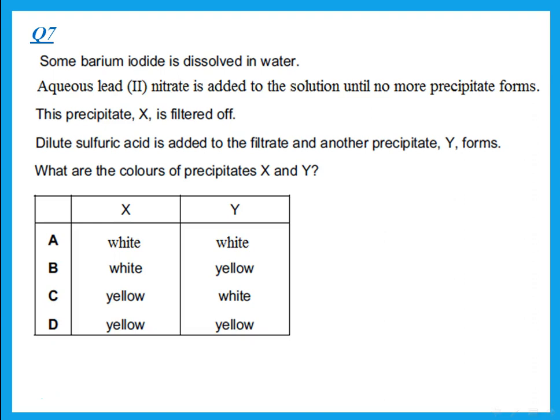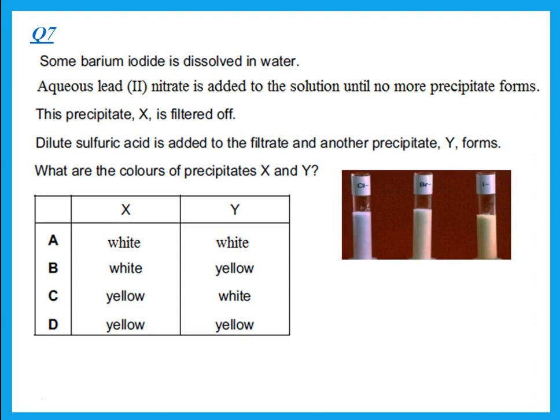Here the question says some barium iodide is dissolved in water. Aqueous lead nitrate is added to the solution until no more precipitate forms. This precipitate is filtered off. Now let's take a look at this. He has barium iodide. What did he add? He added lead nitrate. Again, lead nitrate is a test for what? You should remember again. Lead nitrate is a test for chloride, bromide, iodide, just like silver nitrate.